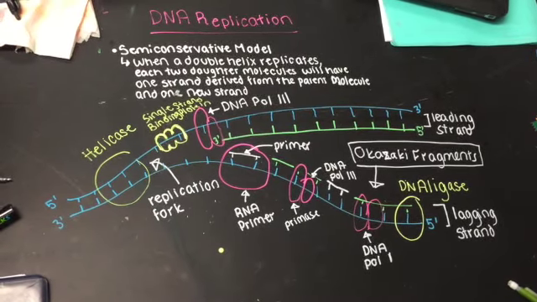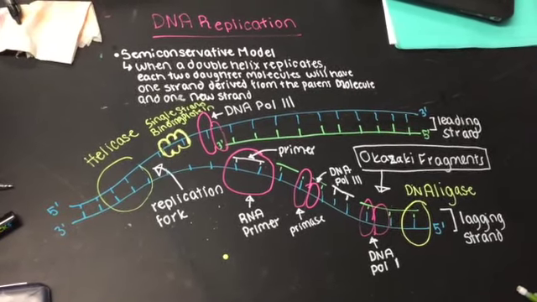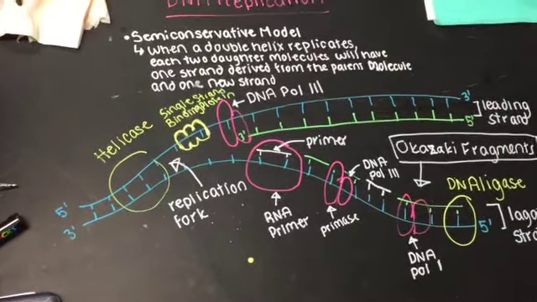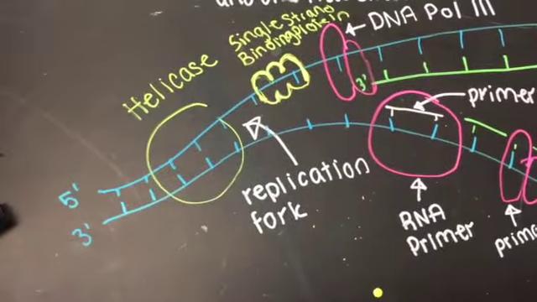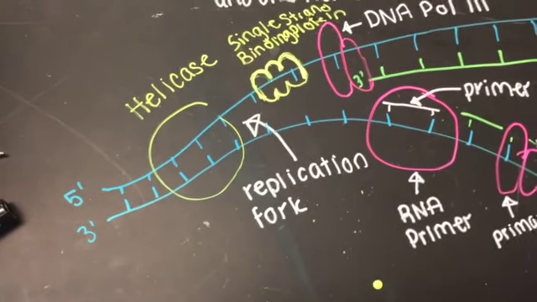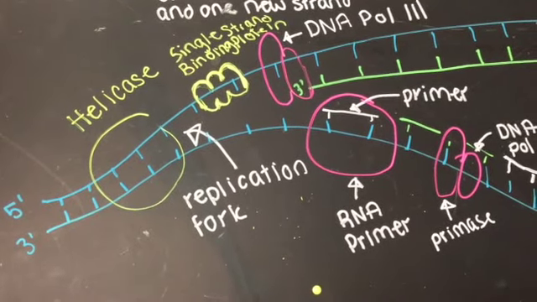Alright, so DNA replication is a semi-conservative model, meaning that half of the DNA is conserved when you create new DNA strands from the original strand. So the DNA is split first with helicase, which goes through the original strand and breaks it up, and then there is a single-strand binding protein which stabilizes the new strand.